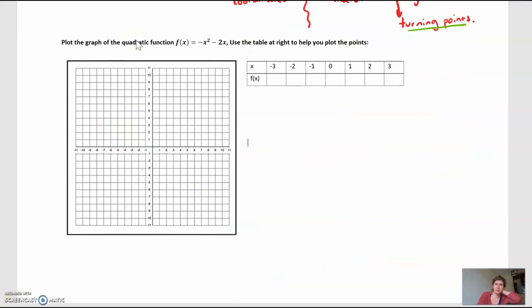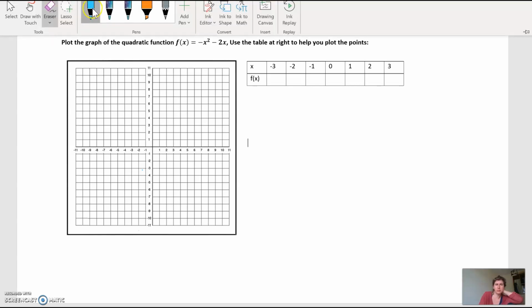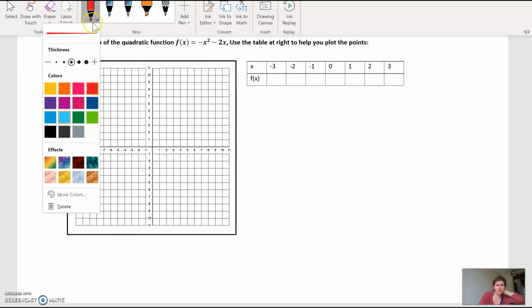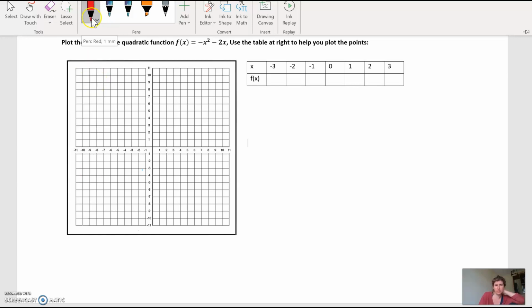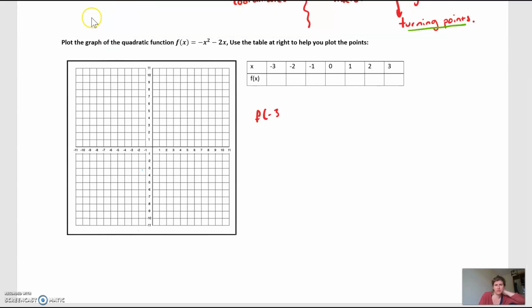Okay, so next one, really quickly, we're going to look at f of x equals -x² minus 2x. With this one, we're only looking at values between -3 and 3, and that's all you're asked to plot. We start off with f of -3, which is -3² minus 2 times -3. Now you've essentially got 3 negatives there, so that's still going to come out negative because 3² gives you 9, so it's -9, plus 6, which is -3.